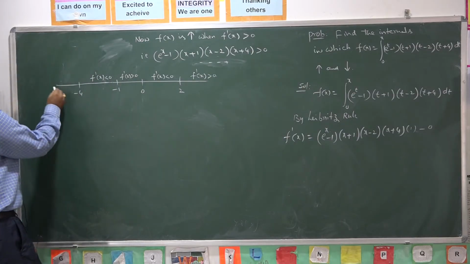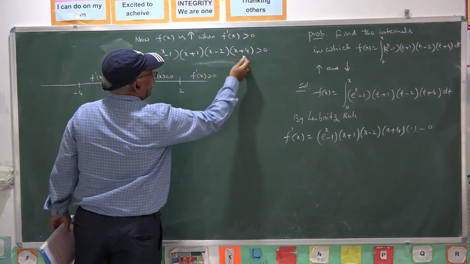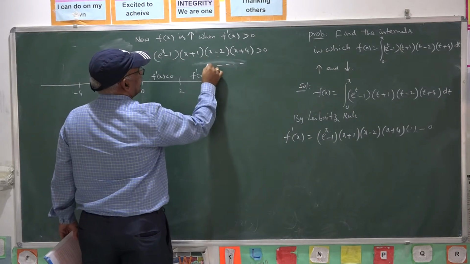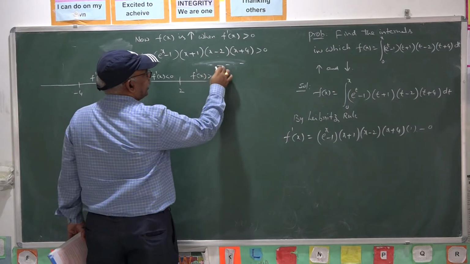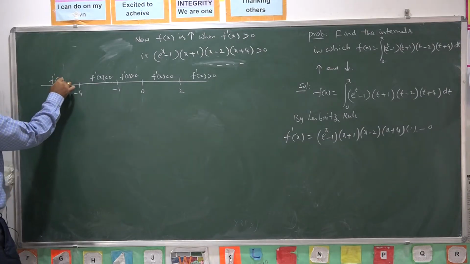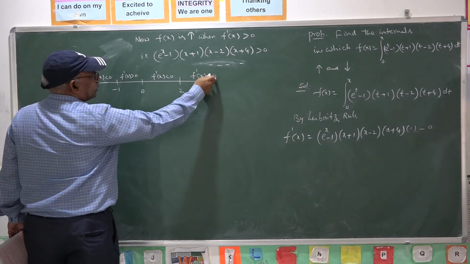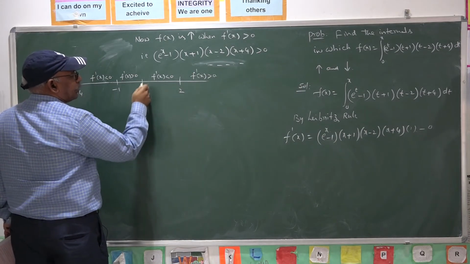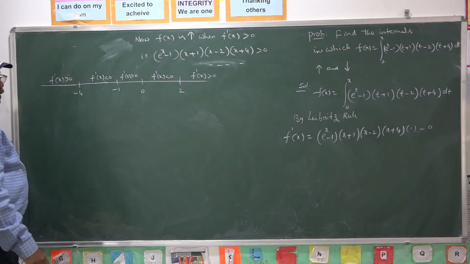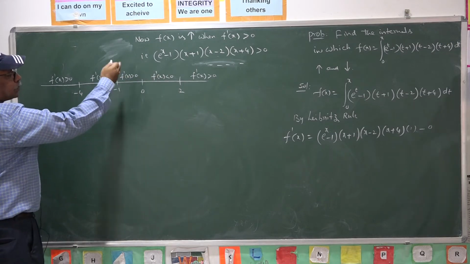Similarly, x less than -4. In such case, this is negative. This is also negative. This is also negative. This is also negative. So negative into negative into negative into negative is totally positive. So here f dash x is positive. So x more than 2, f dash x is positive. X lies between 0 and 2, f dash x is negative. Between -1 and 0, f dash x is greater than 0. That means you can observe alternately plus, minus, plus, minus, plus.